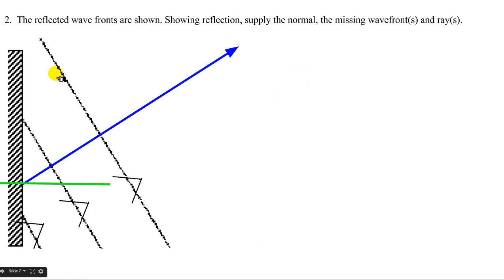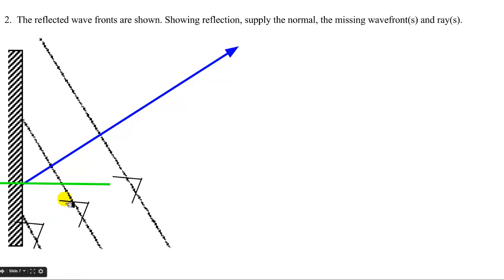All right, so here is a ray, here are a set of wavefronts that they've drawn in for us. They want us to draw the reflected and the incident ray. So since these are wave fronts that are reflecting off of this mirror, our ray diagram must go perpendicular away from the mirror. So here are the wave fronts that correspond to this ray, to this reflected ray.